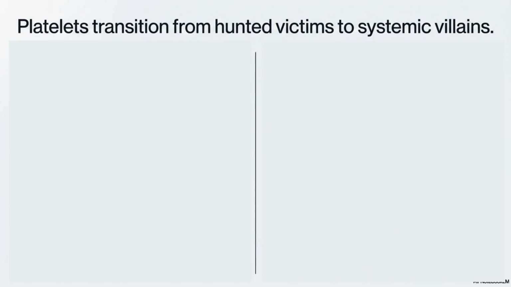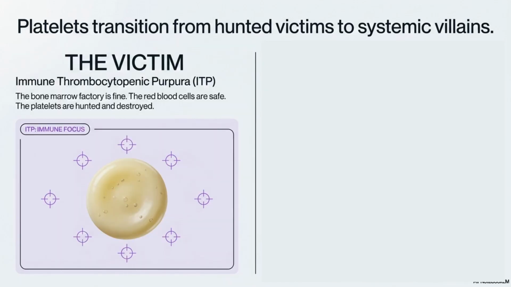In this lecture, platelets transition from being hunted victims to systemic villains. First, we have the victim profile, which is immune thrombocytopenic purpura or ITP. Here, the bone marrow factory is completely fine, and the RBCs are safe. The platelets are simply hunted and destroyed in what is an immune-focused pathology.